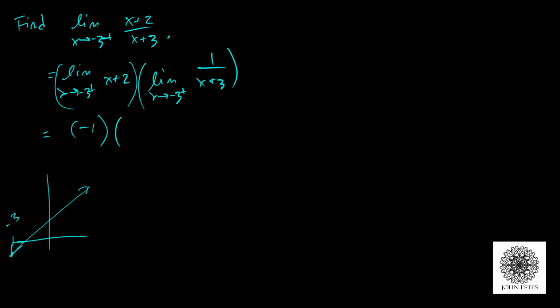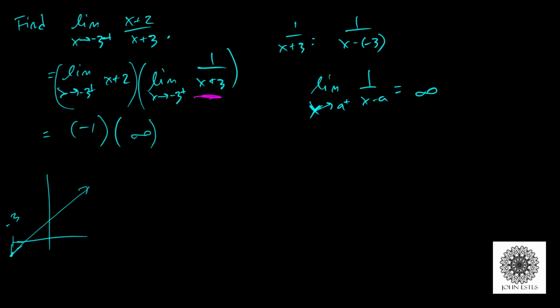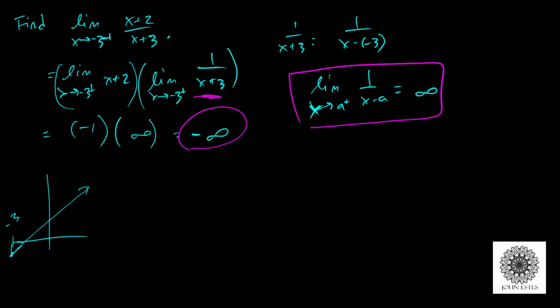Now, for the second part, it may be useful to think of 1 over x plus 3 as 1 over x minus (-3). Remember, the limit as x approaches a from the right of 1 over x minus a, we saw goes to positive infinity. So this function, as x approaches -3 from the right, is going to go to positive infinity. So you can think of -1 times values that are arbitrarily large, and we go in the negative direction. So there's my answer. I hope these make sense. This theorem here is very useful. It shows up a lot.